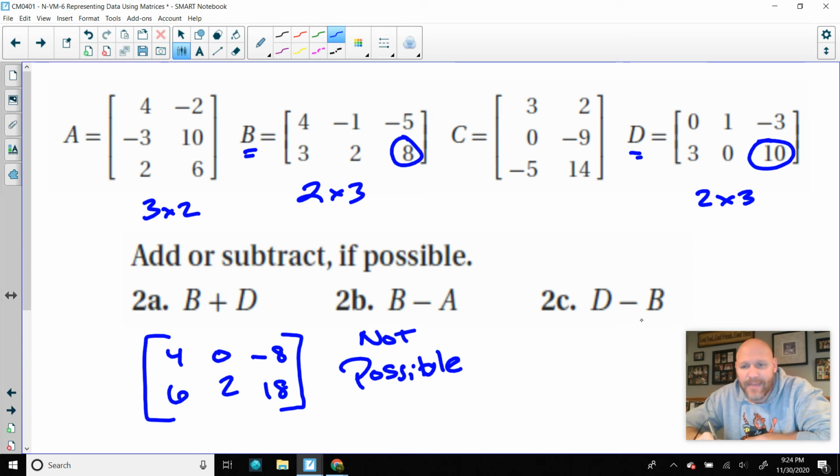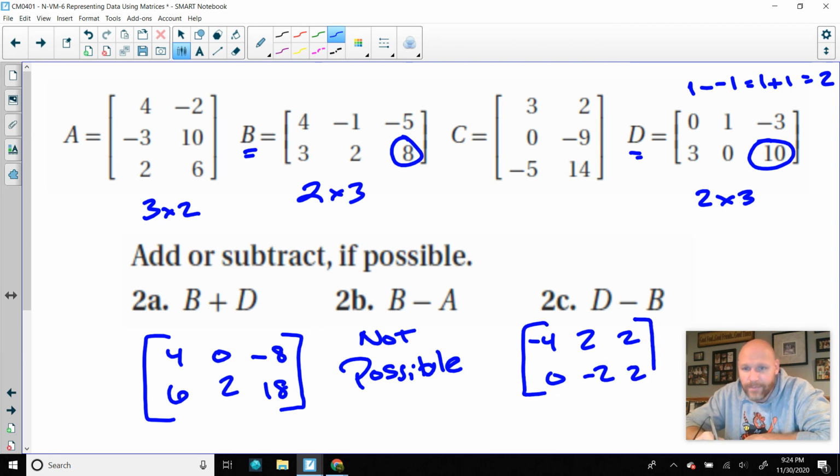The next one is going to be D minus B. So if I'm looking at matrix D, I have a 2 by 3, and B is a 2 by 3. So you can do D minus B. 0 minus 4 is a -4. 1 minus -1, if you need to write it down, 1 minus -1 is the same as 1 plus 1, because whenever you subtract a negative, you're really adding a positive. The answer of 2. If I have a -3 minus -5, that'll also be a 2. 3 minus 3 is 0. 0 minus 2 is a -2. And 10 minus 8 is a +2. We got a lot of 2's in that particular one.